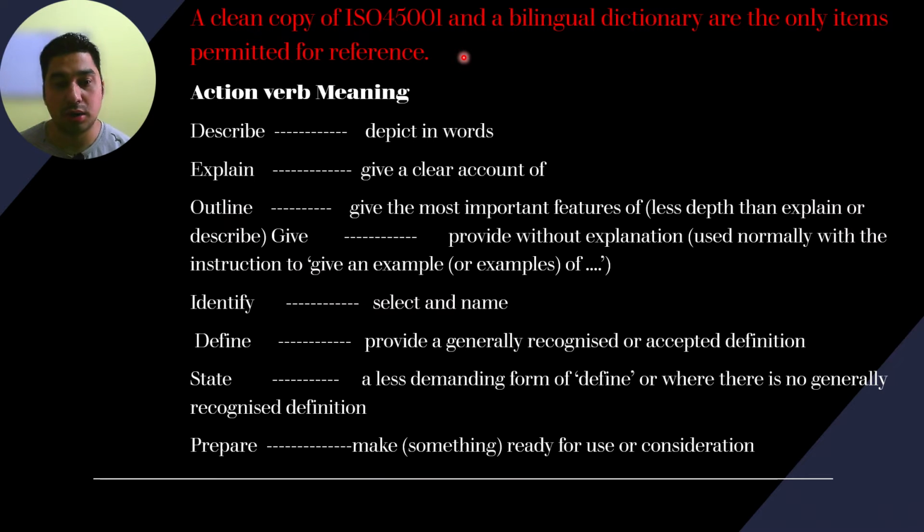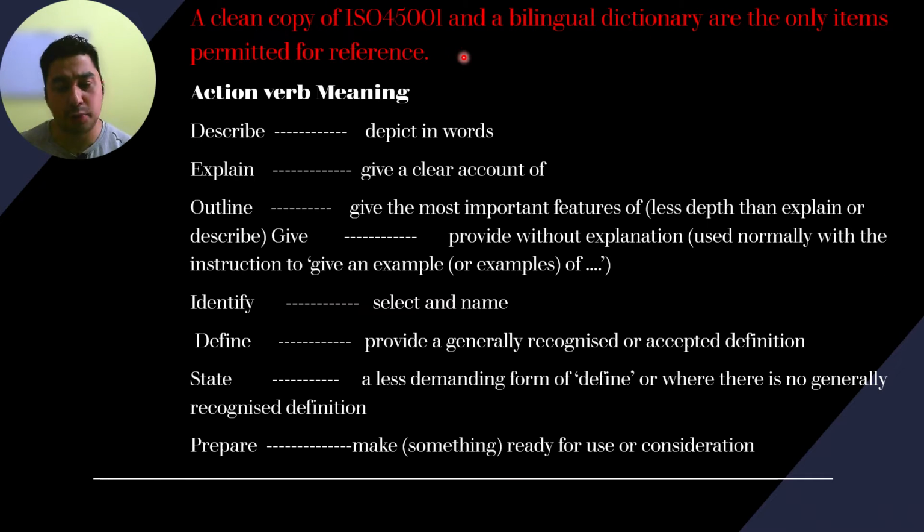Okay, so if the question is asking to outline a certain thing, you have to give a little bit detailed information about that question. Then we have the give. Give means provide without explanation. Use normally with the instruction to give an example of. Okay, when the question says give, then you have to give some example.